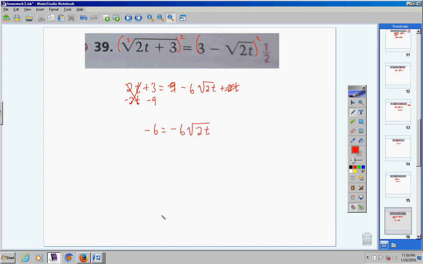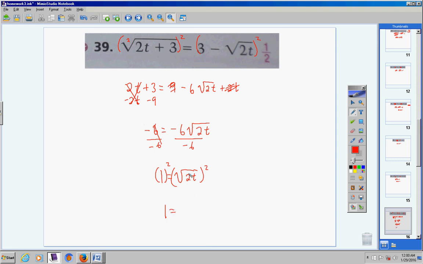Alright. Now, the radical is still not isolated. So now we gotta divide both sides by a negative 6. And when we do, we'll get 1 equals square root of 2t. Alright? Now we finally have the radical isolated. It's a square root, so we're going to raise to the second power. But if you raise one side to the second power, you must raise the other side to the second power also. So 1 times 1 is 1.